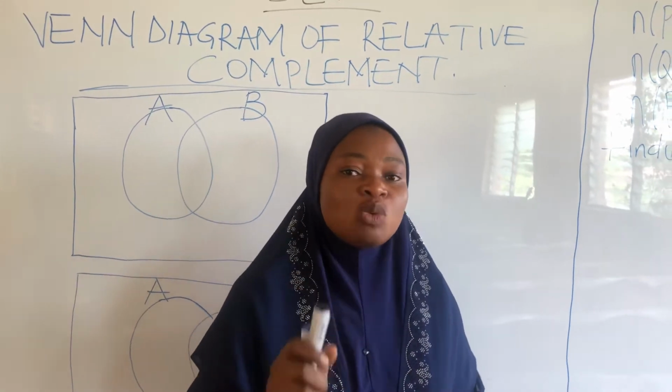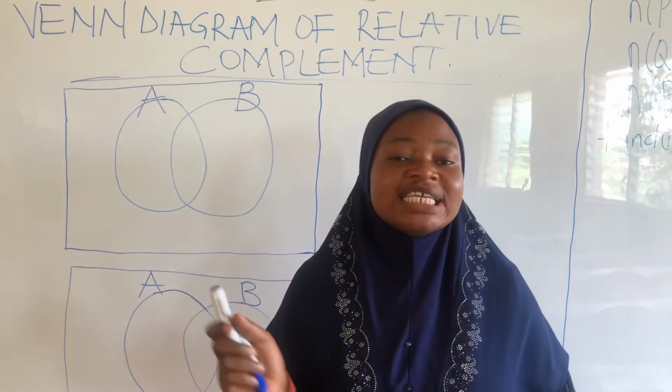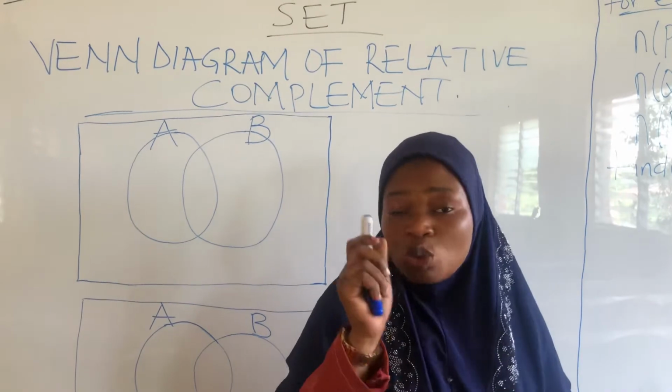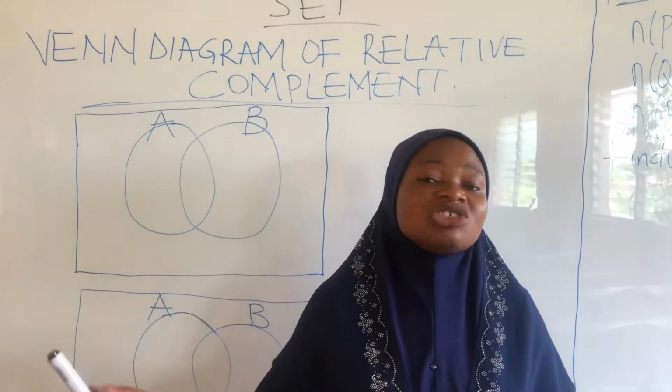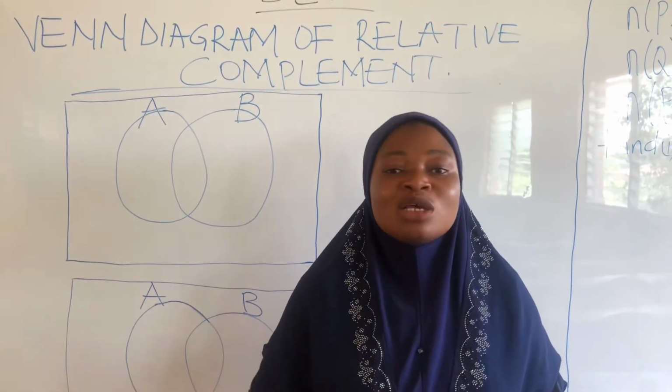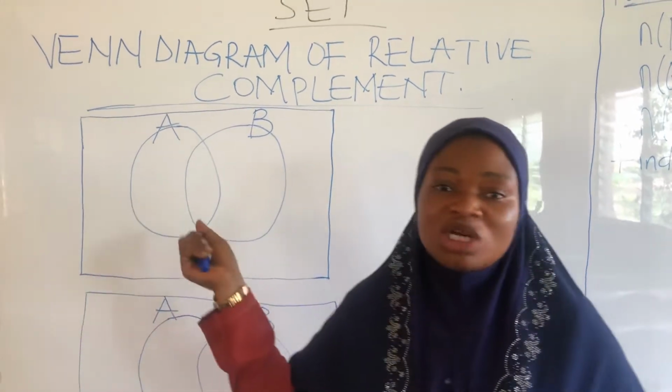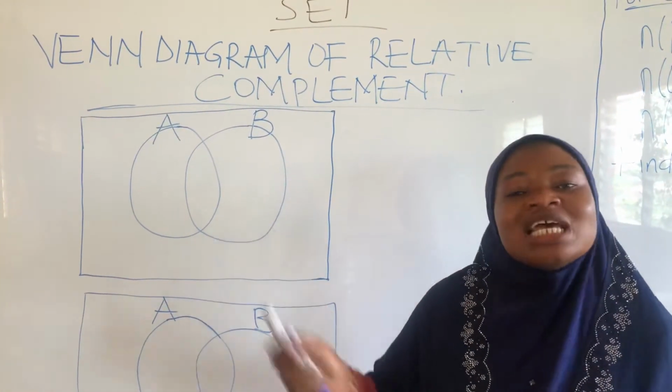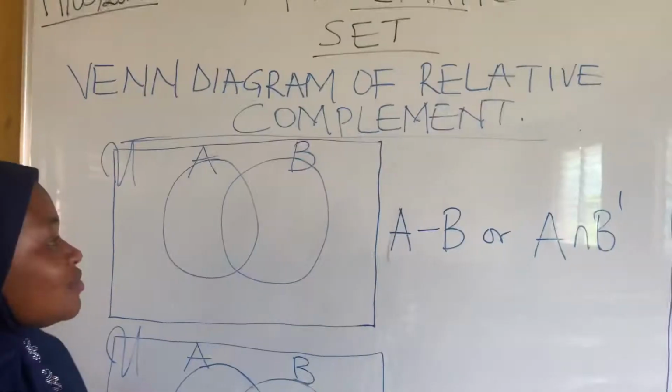So we started with relative complement in the last video. If you have not watched it, I will leave the link in the description box. Go and watch it. So now we want to draw the Venn diagram for relative complement. Let's go full into it.